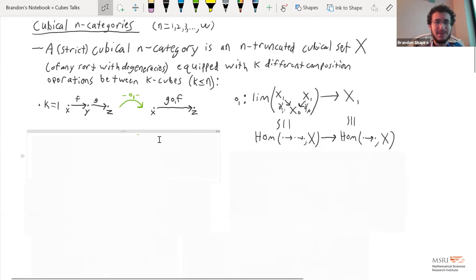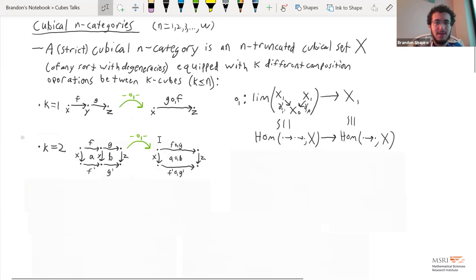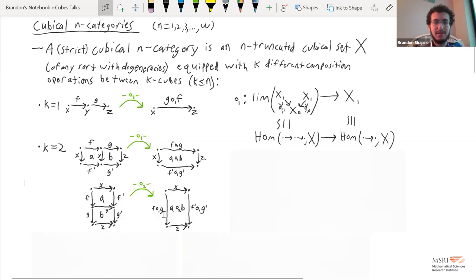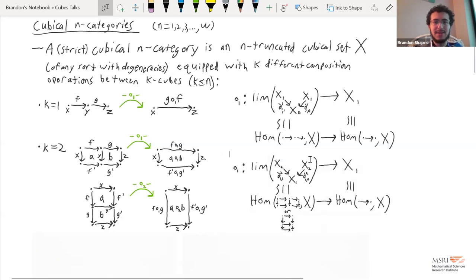So things get more interesting in higher dimensions. When k equals two, at first we have a composition that looks kind of similar. Stick two cubes next to each other, and we should be able to compose them horizontally. We might also want to compose them vertically, like this. And so these are the two different composition operations on two cubes. You see that it's compatible on the boundary with composition of one cells, just like we're used to in classical two categories. And we get the same sort of picture.